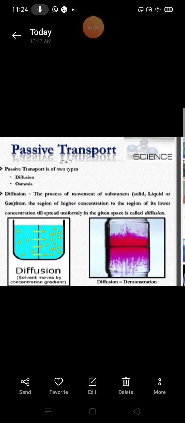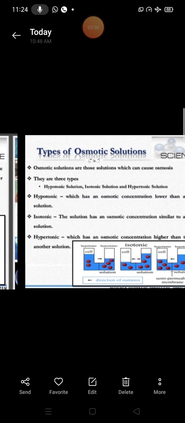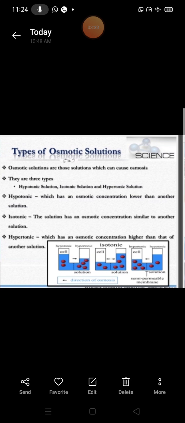The passive transportation is further classified into two types, namely diffusion and osmosis. We have three types of osmotic solution, namely the hypotonic solution, isotonic solution, and hypertonic solution. Osmosis is further classified as endosmosis and exosmosis.